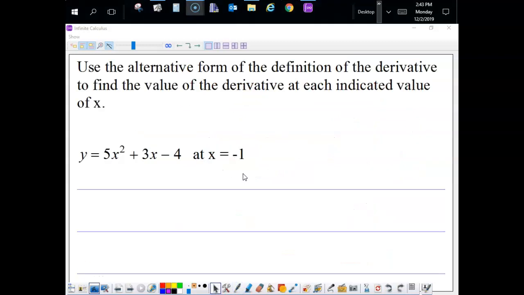All right, and so for the next problem here, we're going to be finding the derivative at a specific value of x using the alternative form of the limit definition of a derivative. That one looks like this.